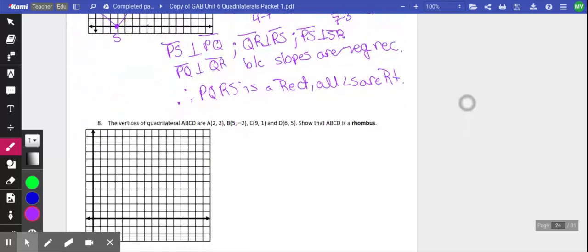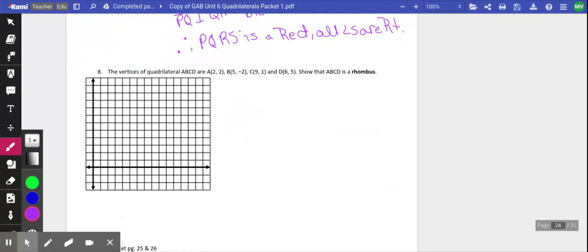So next, I have this quadrilateral, and I want to show it's a rhombus. Well, the easiest way to show it's a rhombus, or the most logical, is to show all four sides are congruent. So I want to do the distance formula on all four sides. The distance formula is d equals the square root of x2 minus x1 squared plus y2 minus y1 squared. So please plot this and show that all four sides are equal.